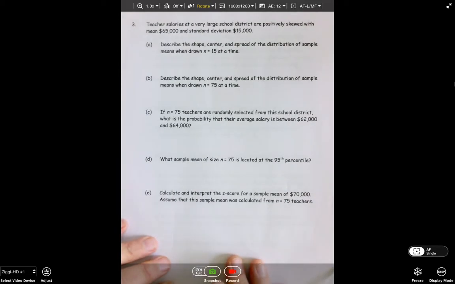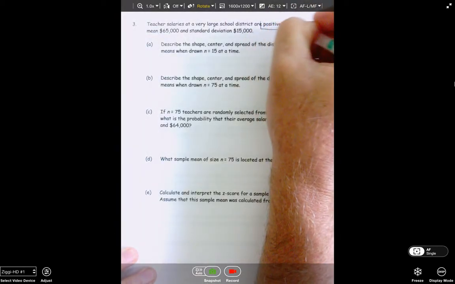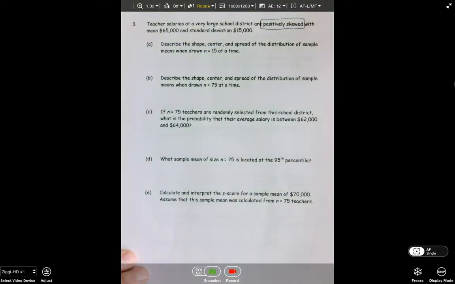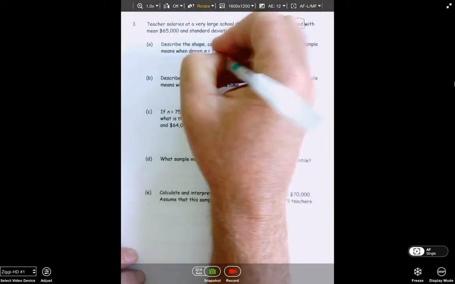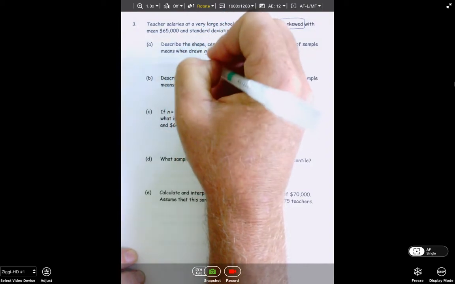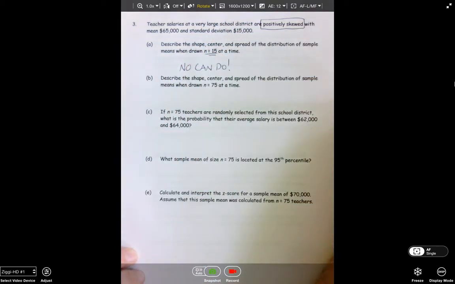All right, teacher salaries at a very large school district are positively skewed. Again, positively skewed is critical here because that means that we've got to have sample size 30 or bigger to work the problem. It has a mean of 65,000, standard deviation 15,000. Describe the shape, center, and spread of the distribution of sample means when drawn 15 at a time. Well, that 15 is not bigger than 30, so we can't do that. You've got to take that sample size restriction literally and seriously. We can't work with that.